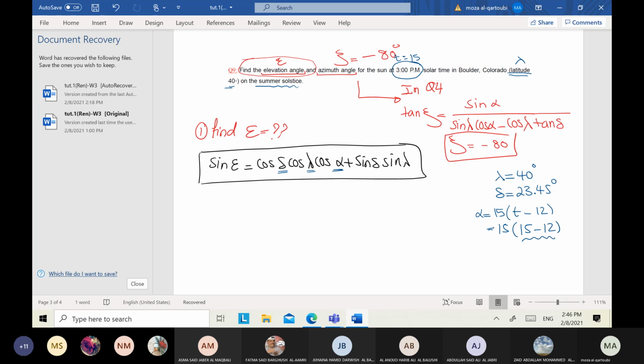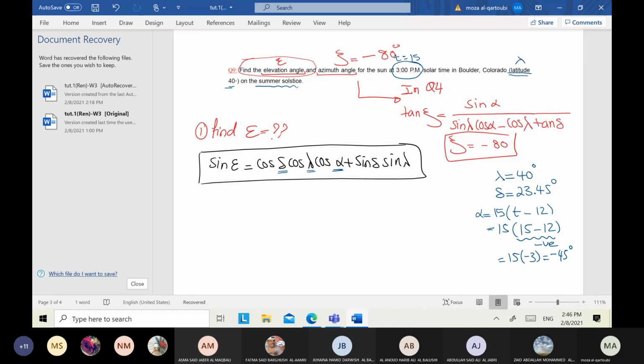So this value is afternoon, PM, so it will be negative. The answer 15 minus 12 equals plus 3, but because it is afternoon we use minus 3. So it will be 15 times minus 3, equal to minus 45.